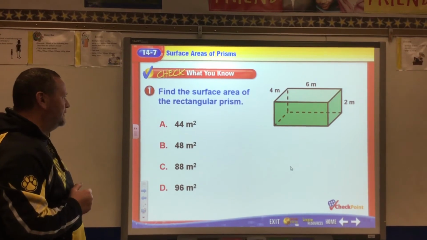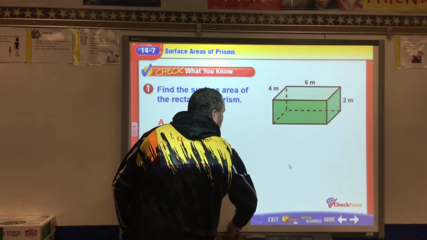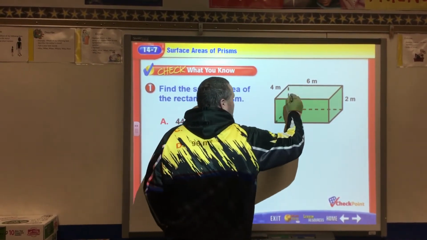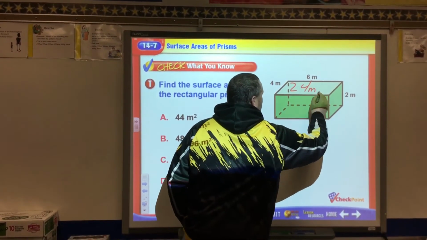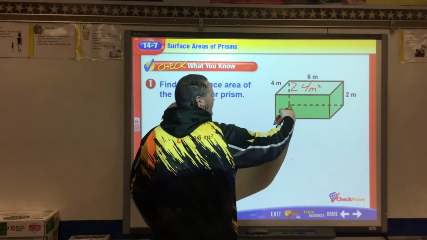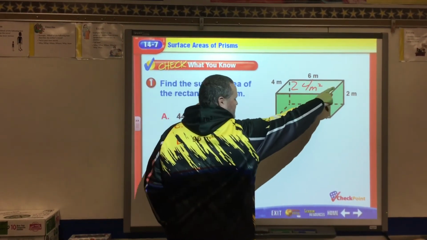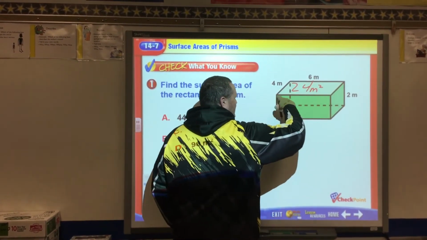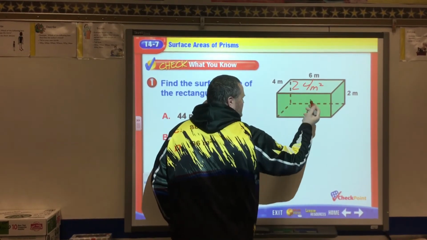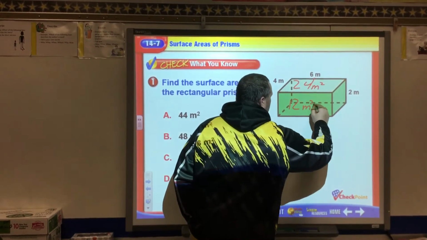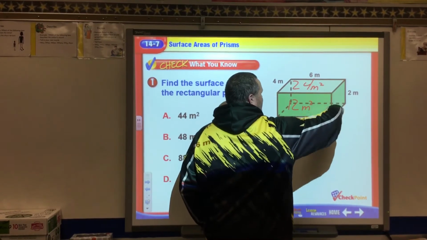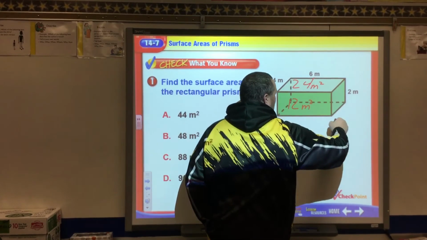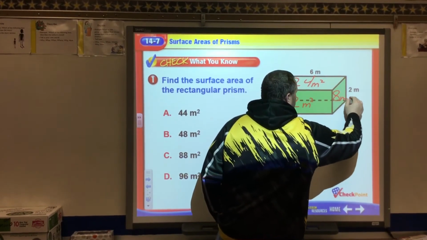Find the surface area of that one. Again, we can do each one. Let's do the top. The top would be a 6 times 4, which is 24, and in this case, it's meters squared. The front, in this case, that number would all be congruent or the same thing. So we have a 2 times a 6. 2 times 6, 12. Here we have this measurement, which is a 2, and that measurement, which is, again, a 4. 2 times 4 is 8 meters squared.